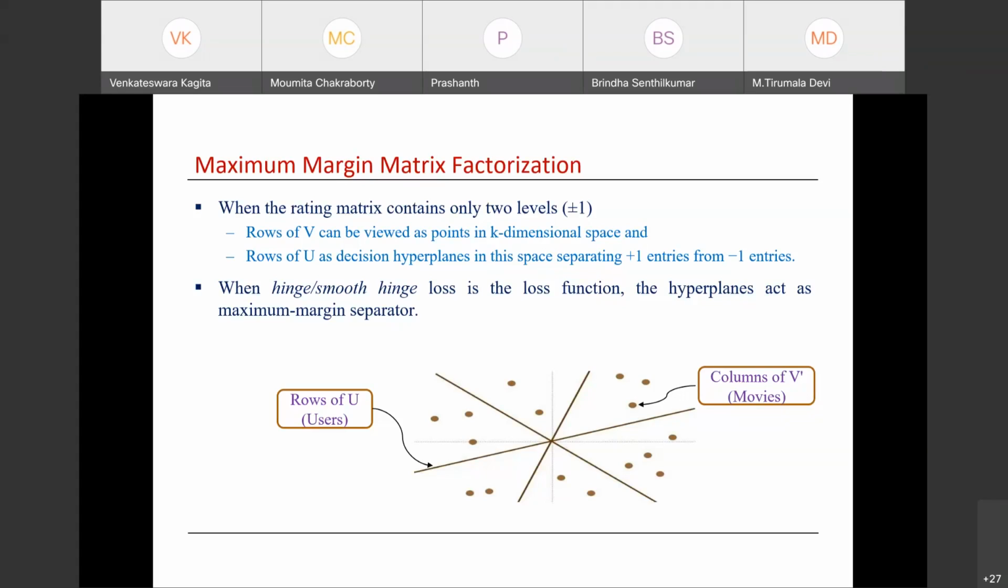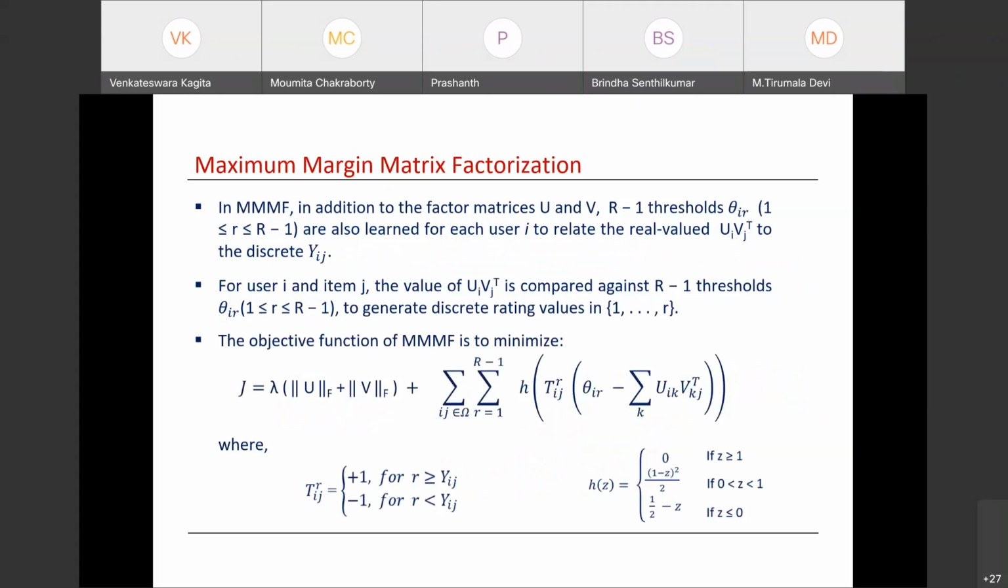I will show you the smooth hinge loss version of the formula. And the hyperplanes act as the maximum margin separators in this case. So it takes a little time to absorb all these concepts, so please be a little patient. Right, so this is the objective.